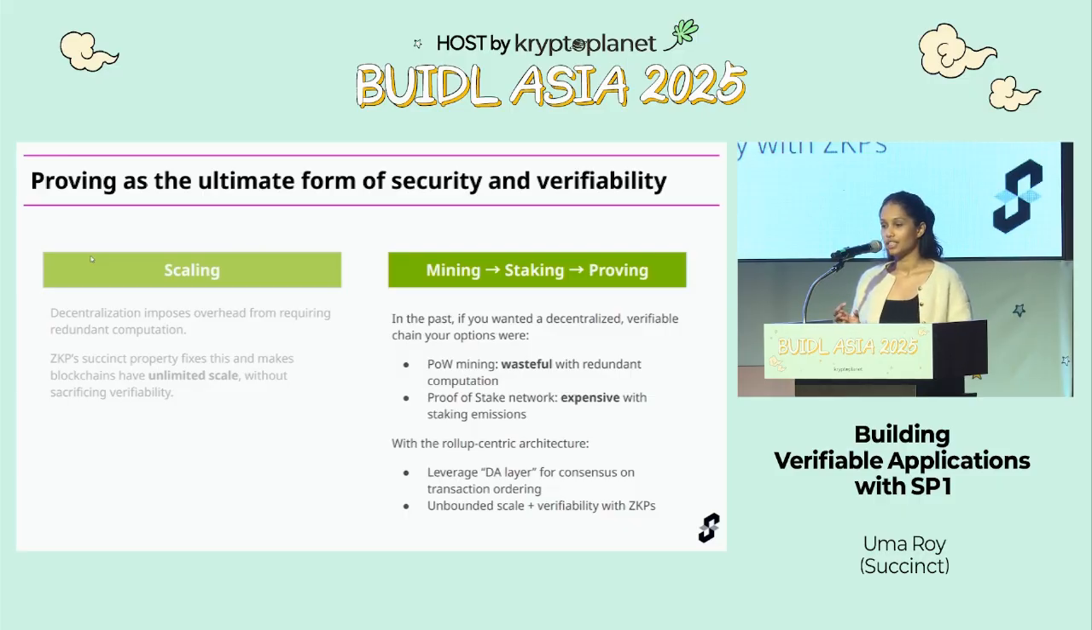You can post your data to a consensus layer or a data availability layer, for example, Ethereum, but now there's other options like Celestia, EigenDA, or even some people are trying to use Bitcoin for DA. So you have consensus on transaction ordering, and then you get the unbounded scale and verifiability and interoperability with the ZK proof of what all those transactions are doing and applying the state transition function to them.